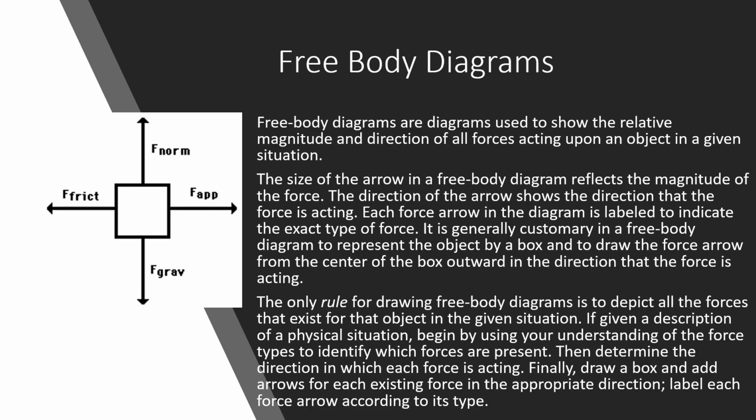So if you go back to the previous video, you'd see that there was applied force, normal force, friction force, gravity, all these things, and that they're all labeled out for you. Okay? The only rule is that you've got to depict all the forces that exist for that object in the given situation. Ultimately, you want to draw a box, label all the arrows in the appropriate direction, and use the size of arrows to try to show relative magnitudes. That's not terribly important, but it is something that you're going to want to do as you get more refined.